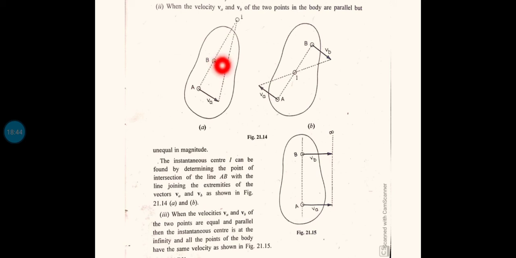The meeting point will be the instantaneous center. That is what we were told. But here, if you draw the perpendicular, you can see both will be going along a straight line. So if two velocity vectors are parallel, then we cannot find an intersecting point.